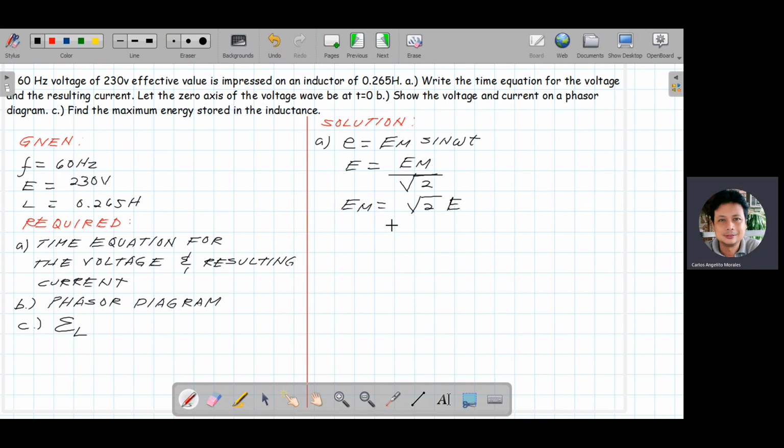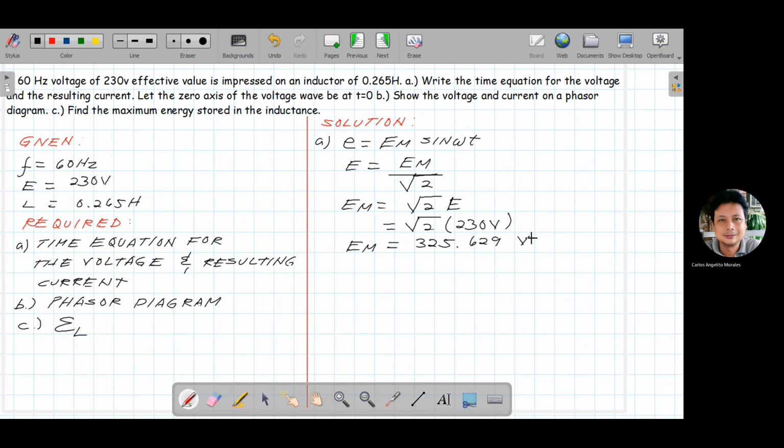Then, substitute natin, no? Square root of 2 multiplied by the voltage E to 30 volts. Therefore, E maximum is equal to 325.629 volts. No? So, nakuha na natin yung E maximum.